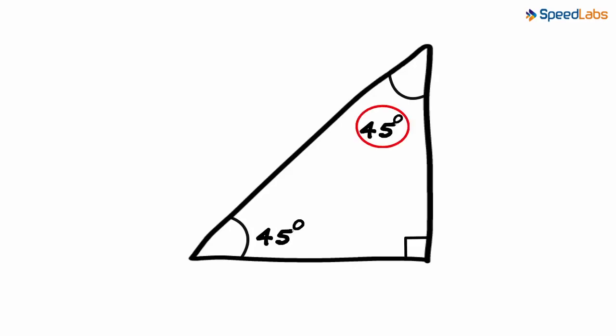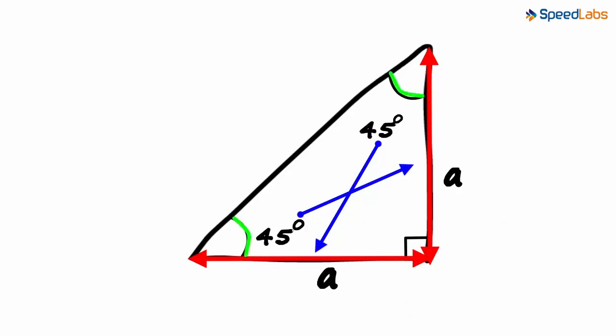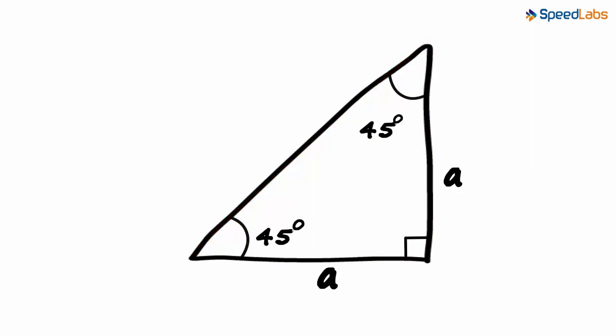This is our 45-45-90 triangle. Let this side be A units. This side will also be A units as sides opposite equal angles are always equal. The hypotenuse will equal root 2 A units. Remember, the A is not inside the root. It's root 2 multiplied by A.